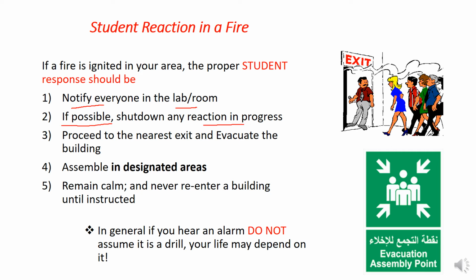Proceed to the nearest exit, evacuate the building and go to the evacuation area, the assembly point, and then wait there until you hear or get the instruction to come back. Always stay in the designated area, and it is very important to remain calm. Never enter the building until instructed, or until the RMO office or the administration people allow it, saying there is no longer any chance of danger, and then you can come back.